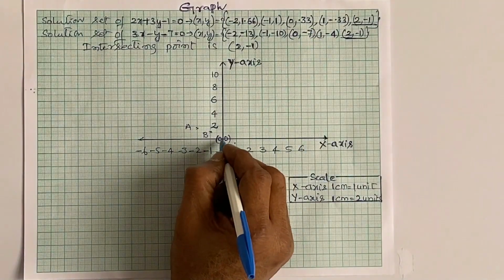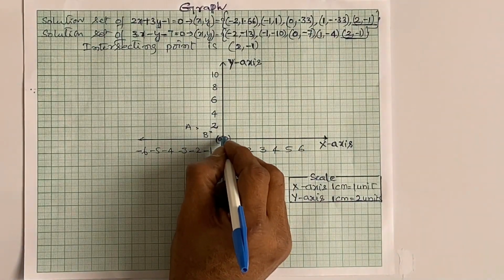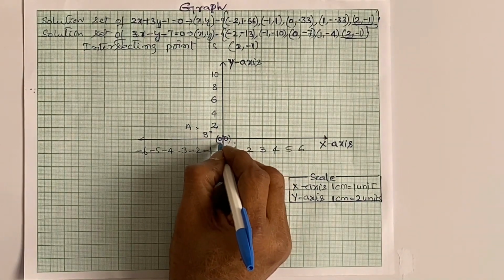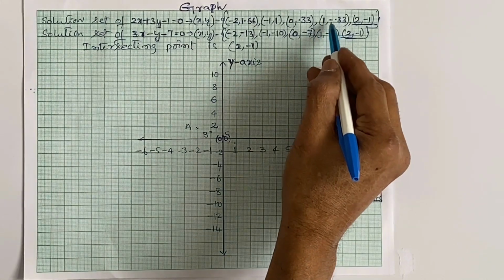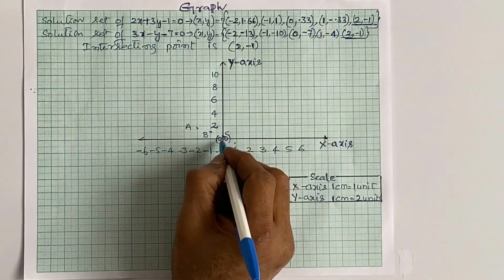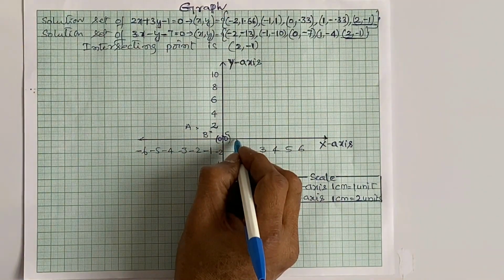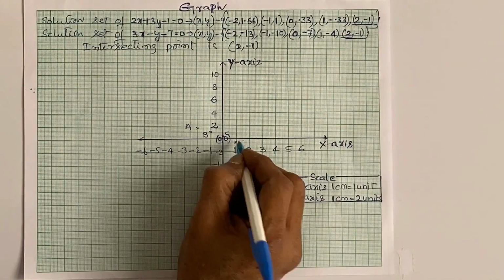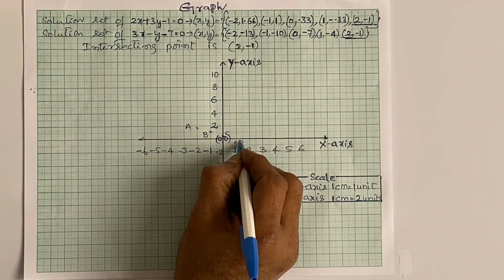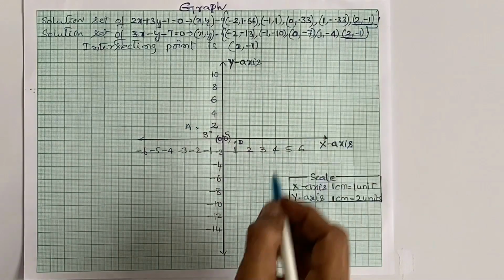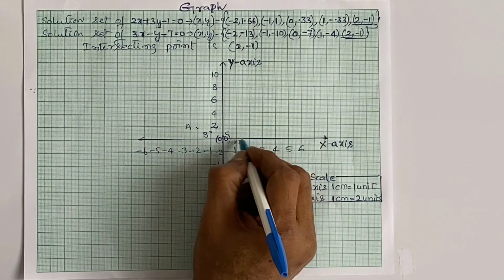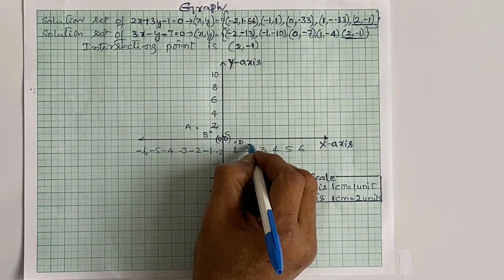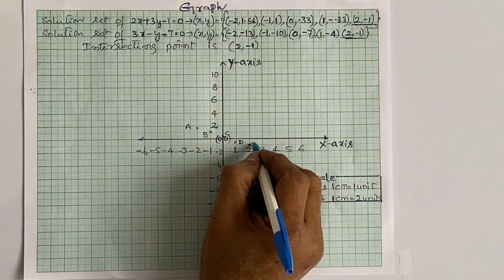0.33 will be here. This is point C. Here 1, minus 0.33. 1 is here, minus 0.33 will be here. See, this is D. And 2, minus 1. Where is 2? 2 on the x-axis, minus 1 on the y-axis. This is 2 and minus 1. This is point E.